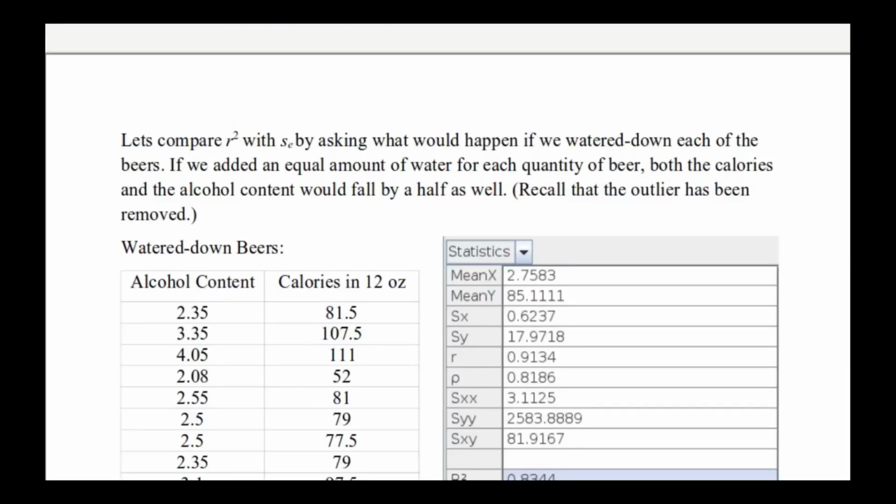Let's end this chapter by comparing R squared, that is the coefficient of determination, with S sub E, that is the standard error of the estimate, by asking what would happen if we watered down each of the beers in our sample. If we added an equal amount of water for each quantity of beer, both the calories and the alcohol content would fall by a half as well. There's no alcohol and no calories in water. Remember, again, the outlier has been removed.